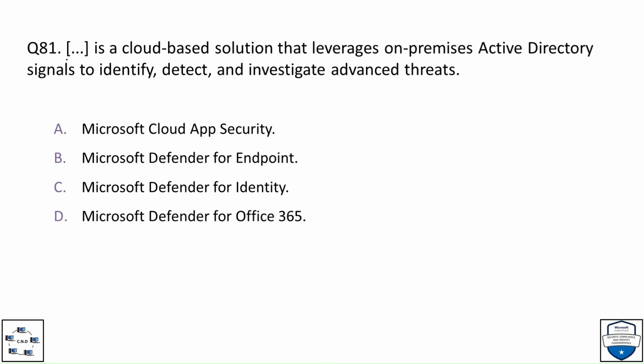Question number 81. Blank Space is a cloud-based solution that leverages on-premises Active Directory signals to identify, detect, and investigate advanced threats. Option A, Microsoft Cloud App Security. Option B, Microsoft Defender for Endpoint. Option C, Microsoft Defender for Identity. And option D, Microsoft Defender for Office. And the correct option is option C, Microsoft Defender for Identity.